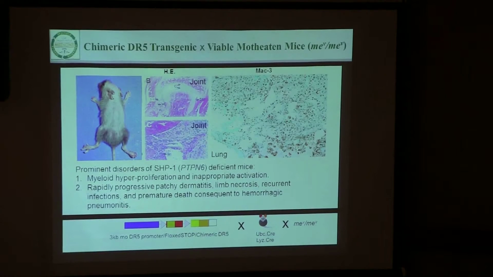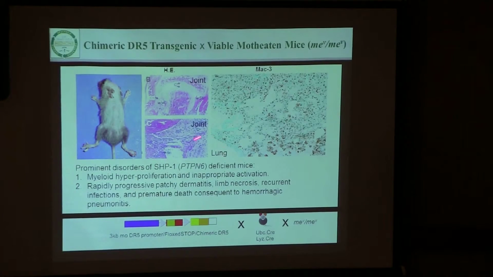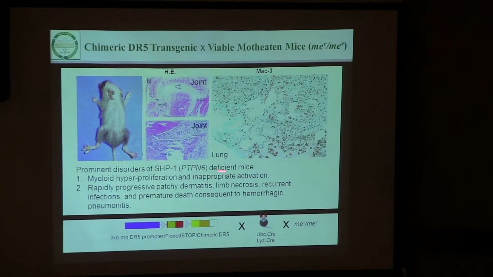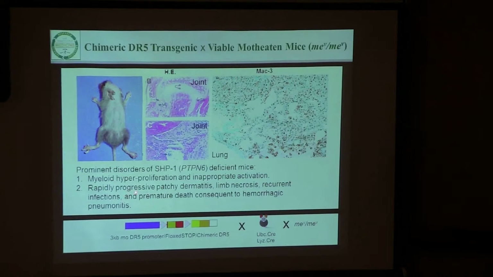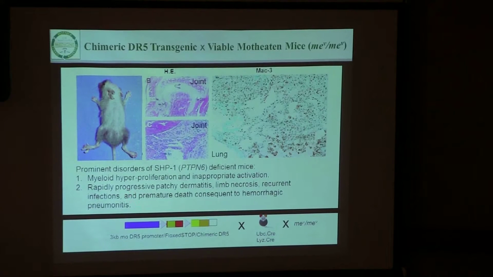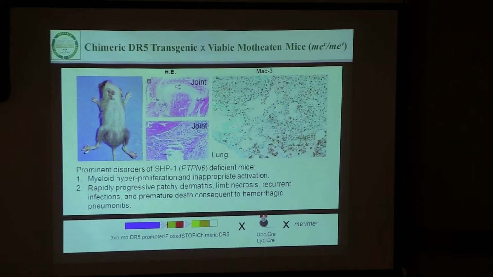Therefore, we're trying to use another mouse model, the PTP and cis deficient mice, also called SP1, or motheaten viable mice. These mice have a myeloid hyperproliferation phenotype, and these mice also develop highly progressed dermatitis, arthritis, infection, and also pneumonitis. We crossed the motheaten mice with the transgenic DR5 mice.